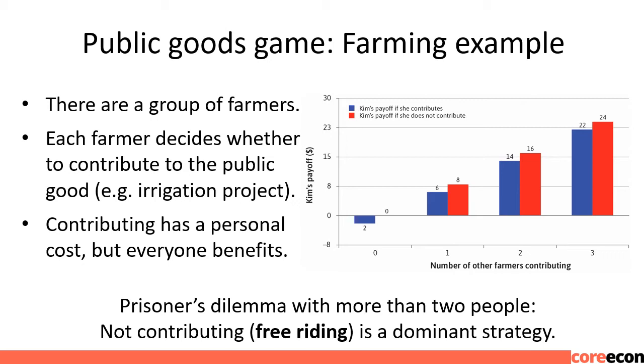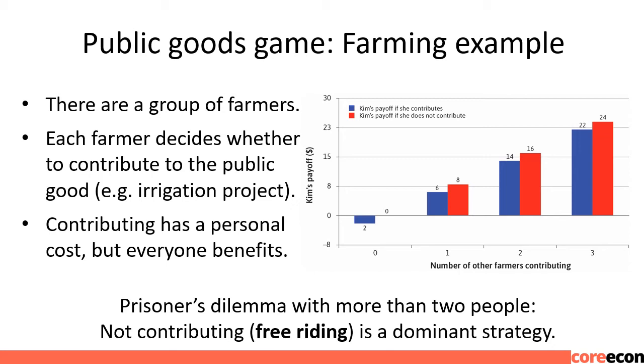If 2 other farmers contribute, Kim's cost is $10, benefit is $24, so her payoff if she contributes is $14, $24 minus $10, shown by the blue bar, but $16, $8 times 2, if she does not contribute. In each case, the red bar shows her payoff is greater if she does not contribute. If 3 other farmers contributed, Kim's cost would be $10 and the benefit $32, so her payoff if she contributes is $22, but if she does not contribute, it is $24.